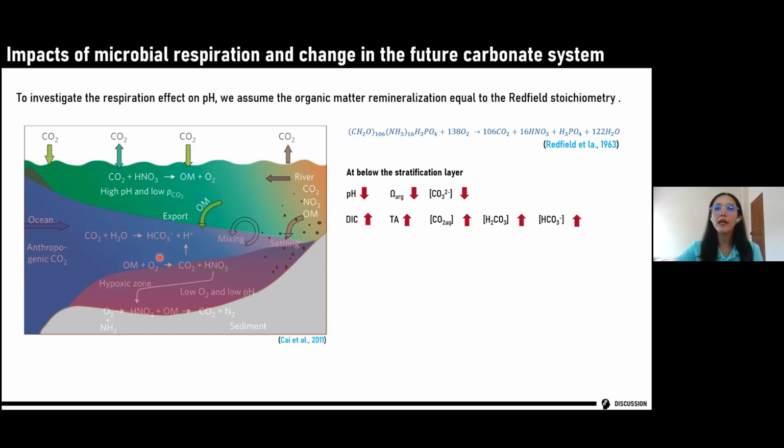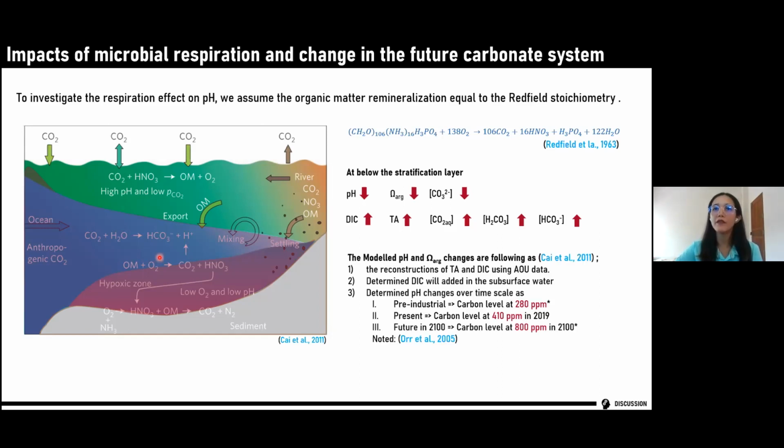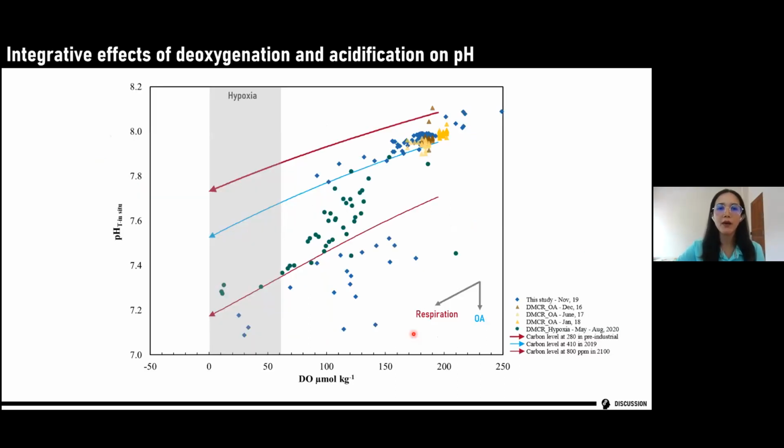And here we modeled pH and aragonite from the reconstructed TA and DIC data, using the AOU data to determine the DIC that will be added in the surface water and also the subsurface water. And we will investigate three time periods: first, pre-industrial, present, and the future. And here is the result analysis of all the data collected.